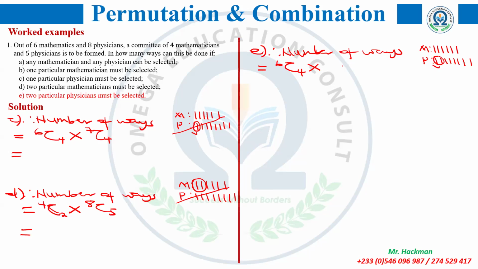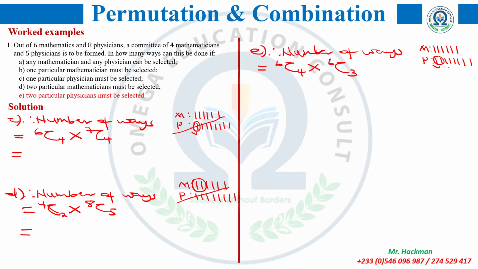How did you get your 6 combination 3? Because 2 particular physicians must be selected, so the number of physicians now will decrease. You have to subtract 2 from it. Very good. So you subtract 2 from N and 2 also from R. Yes, very good. So that will give us 6 combination 3. As simple as that.